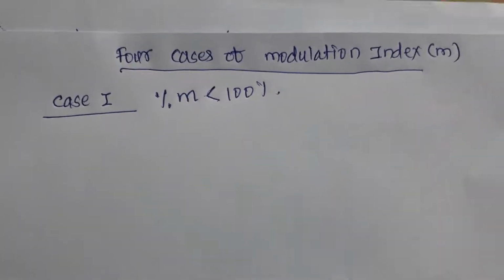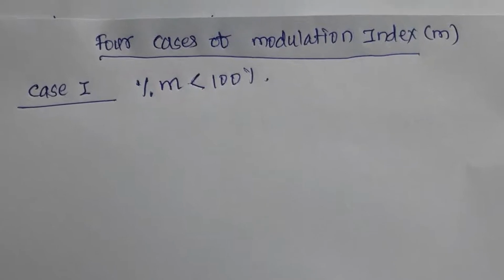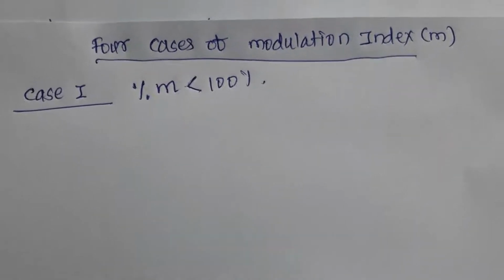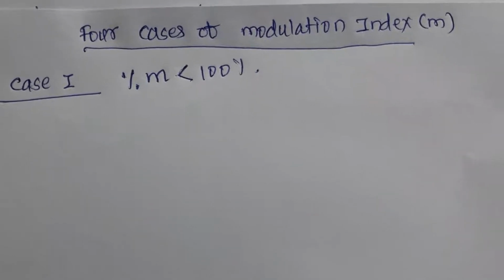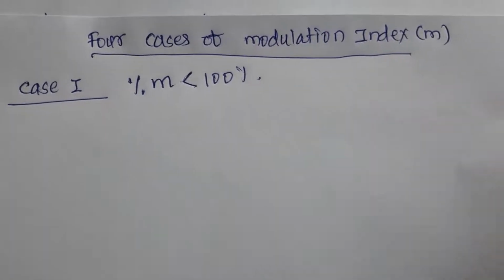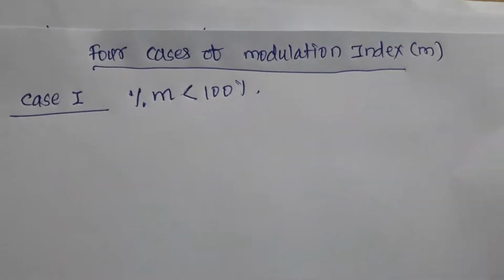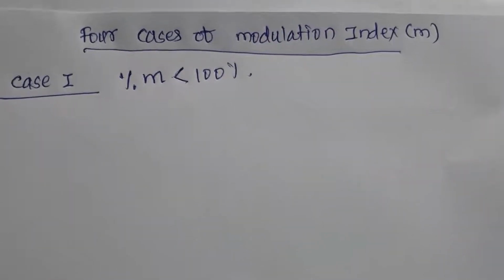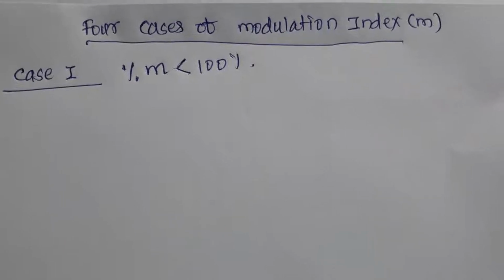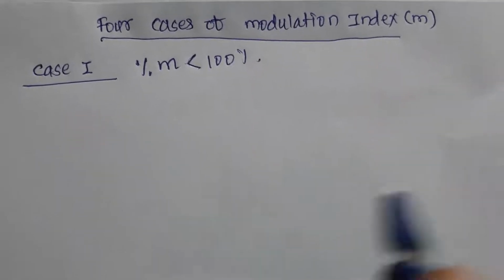In our previous lecture, we discussed the modulation index, percentage modulation, over modulation, and linear modulation, which is also called under modulation. In today's lecture, we are going to discuss the 4 different cases of modulation index. So, let us have a look at case 1.